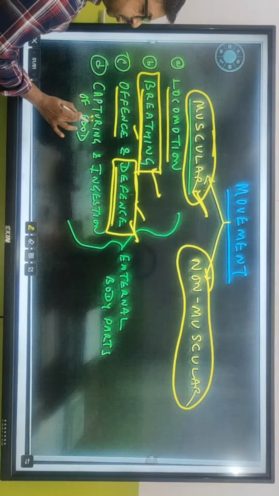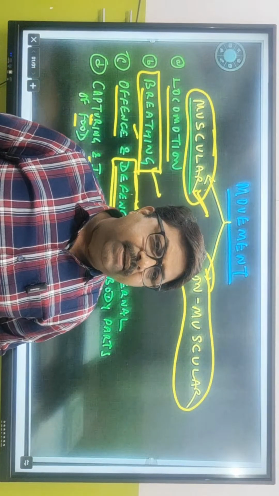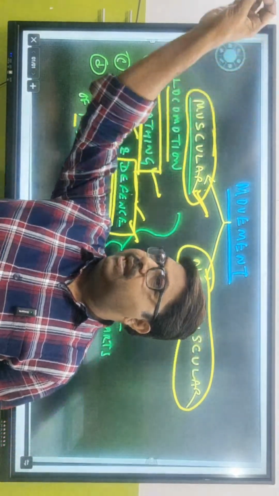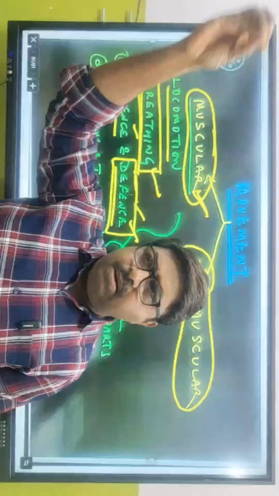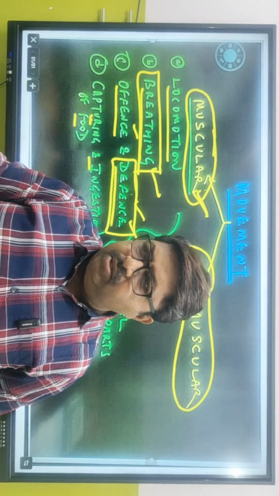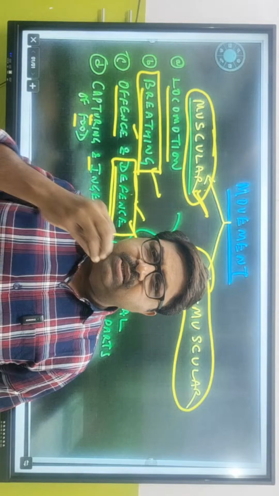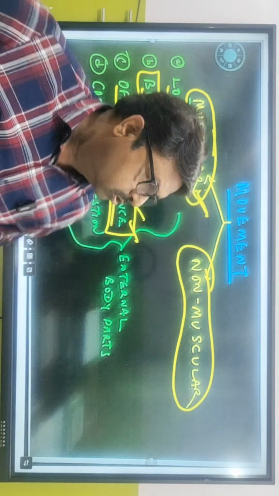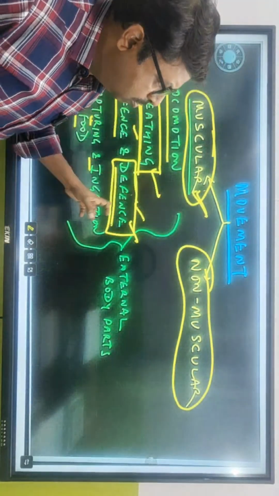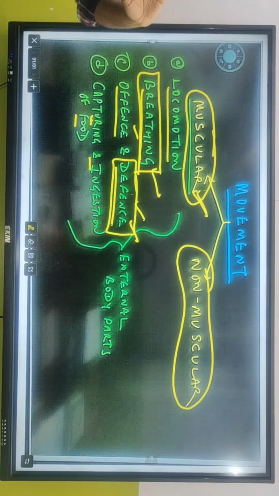So this is it. Capturing and ingestion of food, very very important. All these are done by the help of muscles. है ना, आप भी करते हो ये. Capturing and ingestion of food. For that, what is needed? Muscles is needed. So these are muscular movements. So there's some non-muscular movement. So movement can be of two different types, muscular as well as non-muscular.